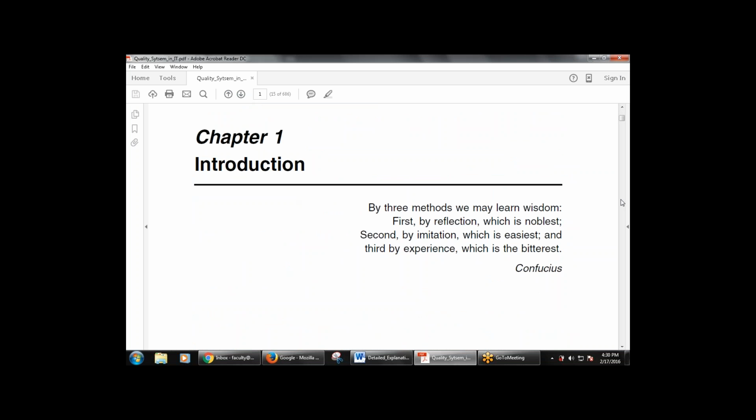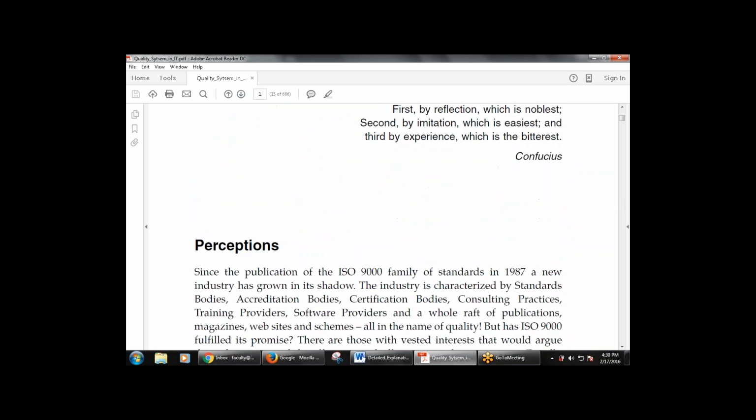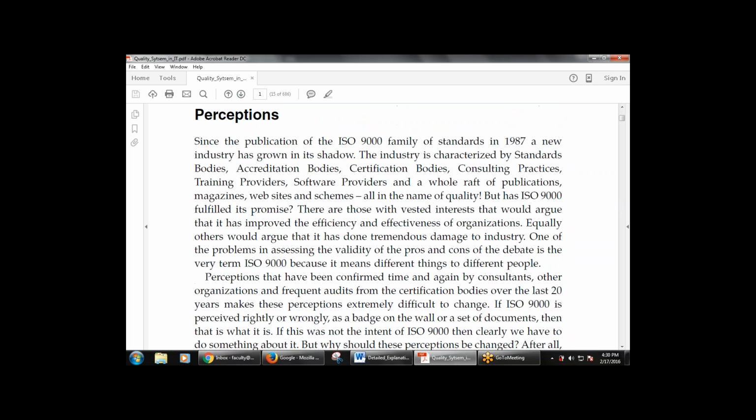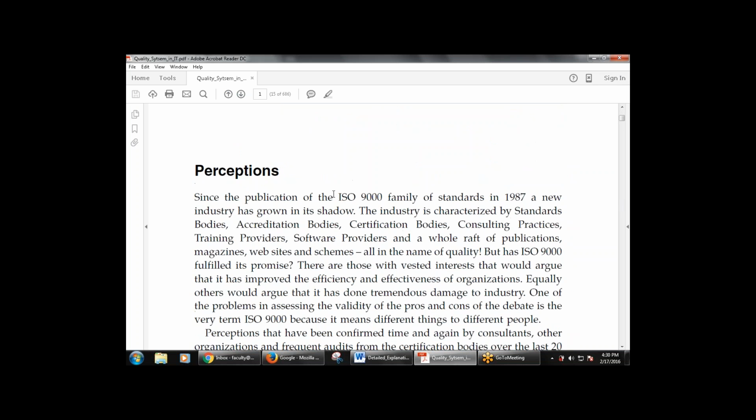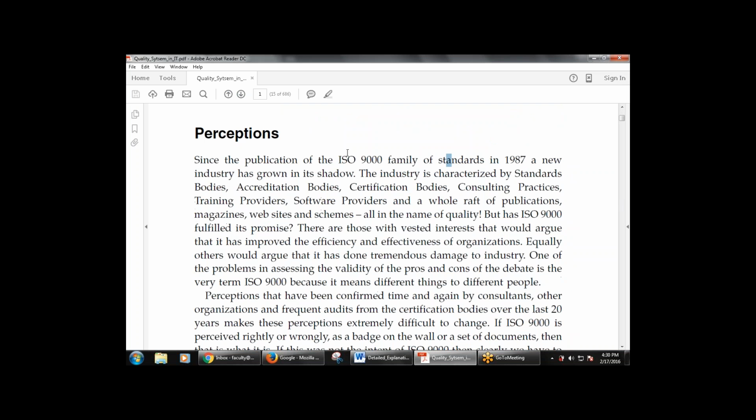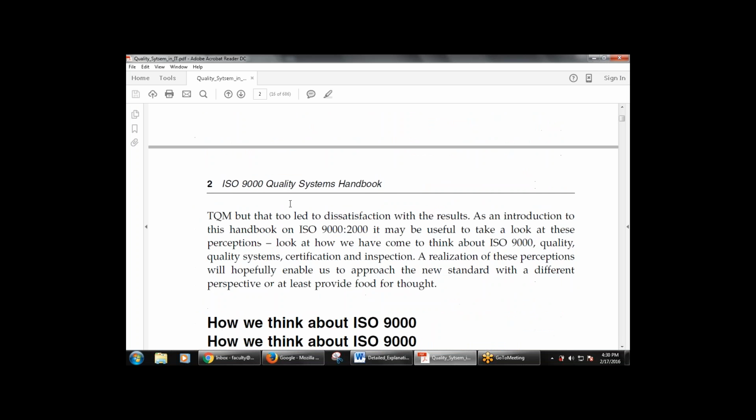So by 3 methods we may learn the wisdom, that is, what are the various terms by which we can see the reflection. Second, by the limitation that is used in this one. So there is the perception, that is the ISO 9000 family standard. There are multiple rules and regulations carried out in the ISO 9000 that was used in 1987, that is cloned with the ISO 9000 that fulfills its promise.